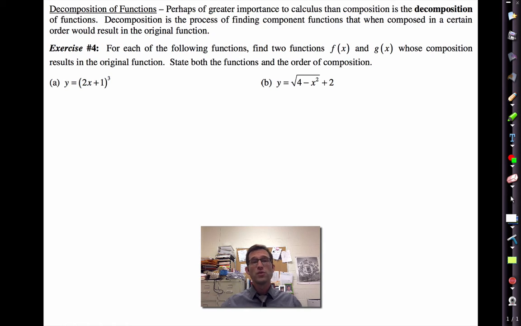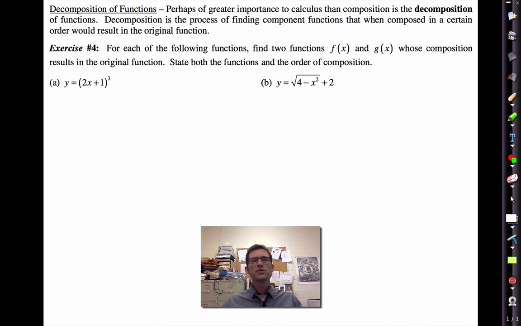What we want to do is take a complex function or a more complex function and break it down into the composition of two or more functions. And we'll start with just the composition of two functions, okay? So in other words, just like we use the word decomposition in biology to mean taking a dead organism and breaking it into smaller component parts, that's exactly what we're doing here.